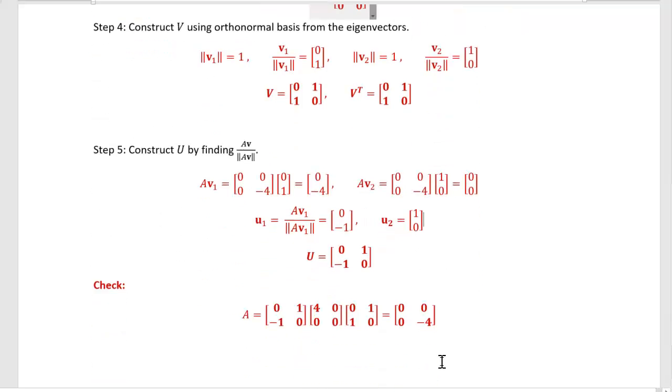You can go ahead and check that. We have our u matrix that we just found, our sigma matrix from the singular values, and our v transpose from the eigenvectors. When you multiply all this out, you should get 0, 0, 0, and negative 4. Okay, so that's it.